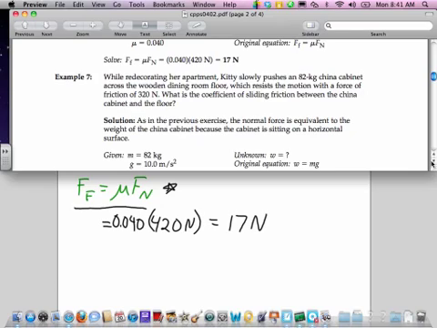While redecorating her apartment, Kitty slowly pushes an 82-kilogram china cabinet across the wooden dining room floor, which resists the motion with a force of friction of 320 newtons. What's the coefficient of sliding friction between the china cabinet and the floor?